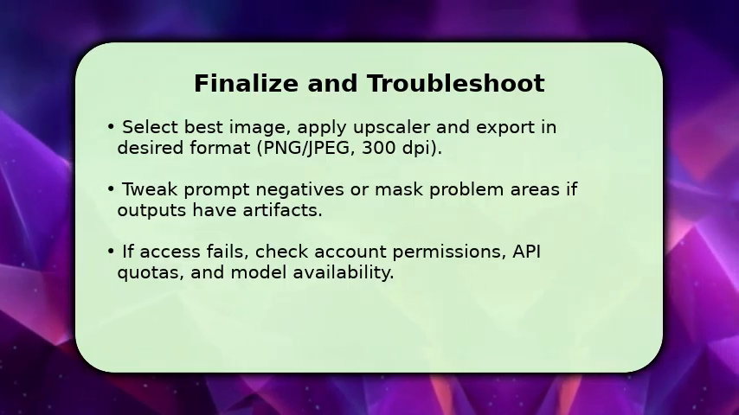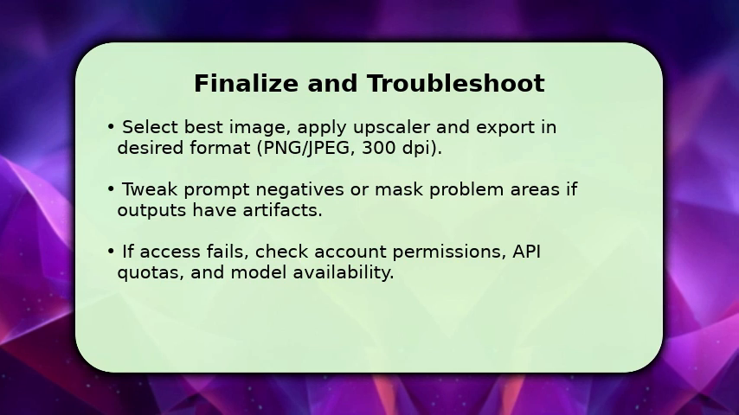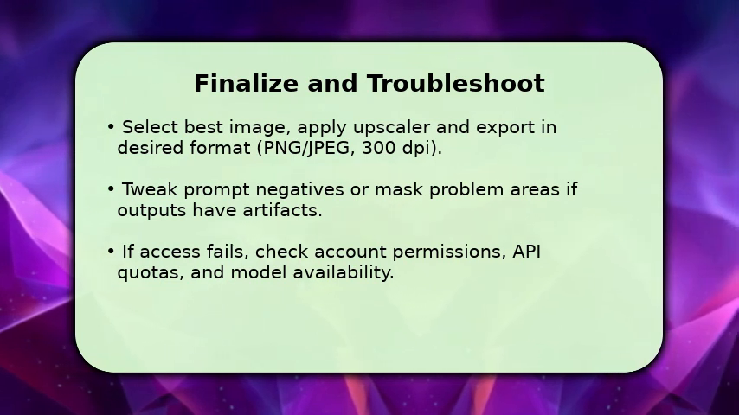When things go wrong, first verify account permissions, API quota, and model availability, then reduce complexity in the prompt and test a lower resolution. A single troubleshooting tip: change one parameter at a time so you can identify what fixed the problem.